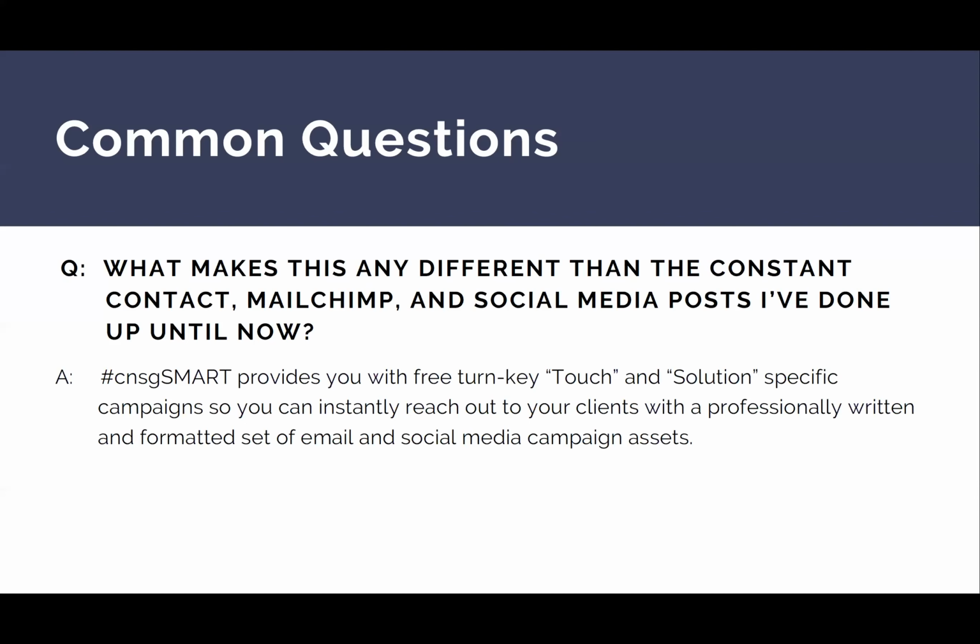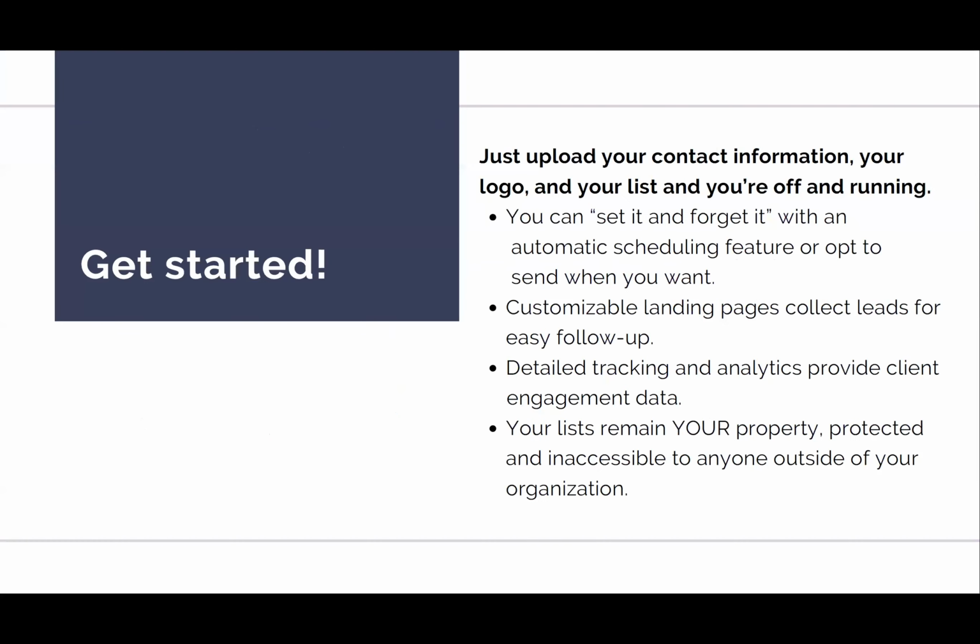What makes this any different than Constant Contact, MailChimp, or other social media engines? Well, CNSG Smart provides you with free turnkey touch and solution-specific campaigns so you can instantly reach out to your clients with a professionally written and formatted set of email and social media campaign assets. In short, you don't have to create any of the content. It's ready to rock and roll for you. And more importantly, it's a free benefit to being a CNSG partner.